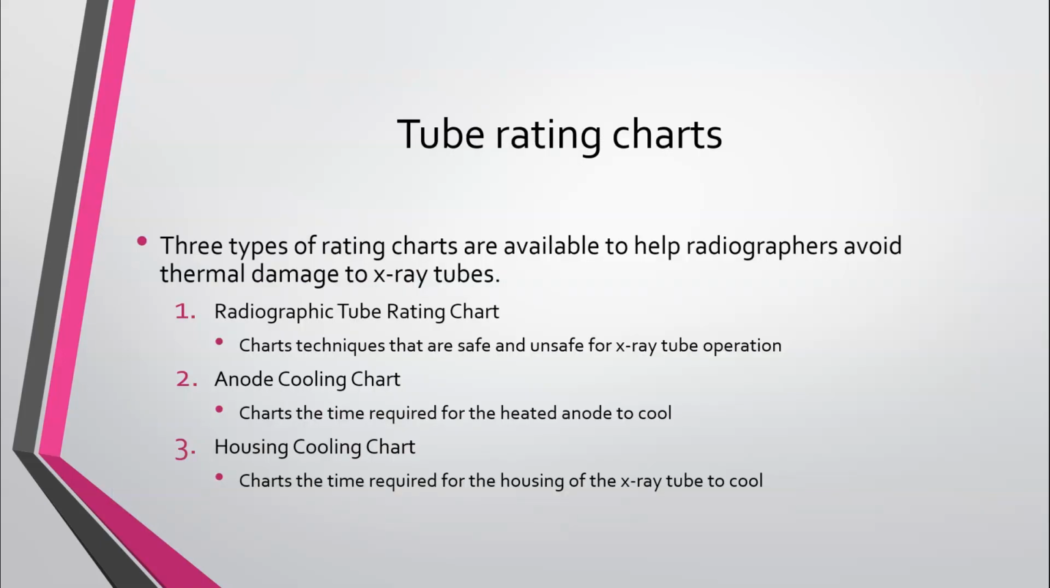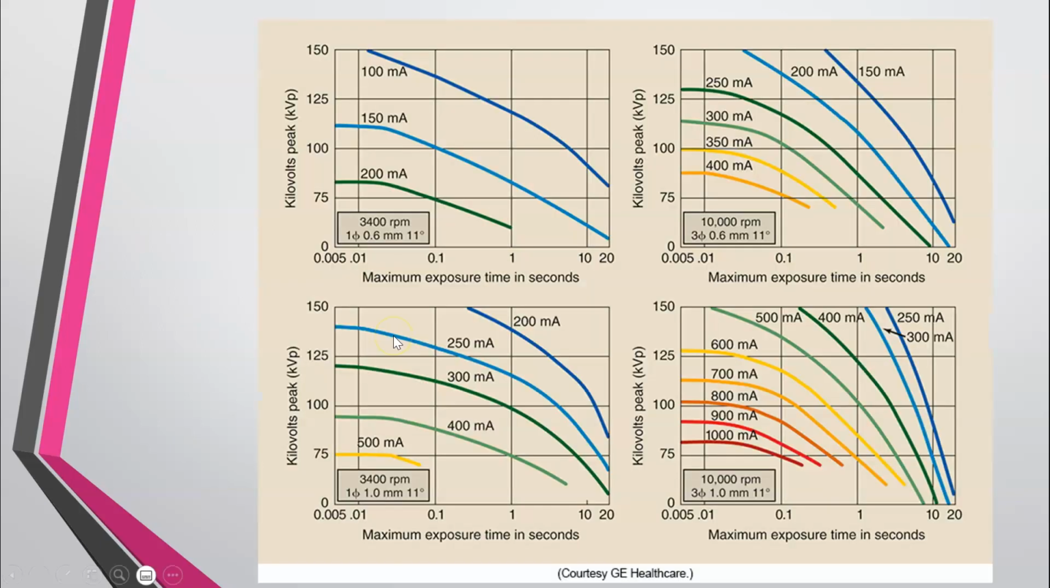Tube rating charts. There are 3 types of charts available to help keep us from blowing the tube. There are radiographic tube rating charts, which show techniques that are safe and unsafe for X-ray operation. There are anode cooling charts, the time required for the heated anode to cool, and there are housing cooling charts, the time required for the housing of the X-ray tube to cool. The radiographic tube rating charts are the most common, and this is what you're going to see here.